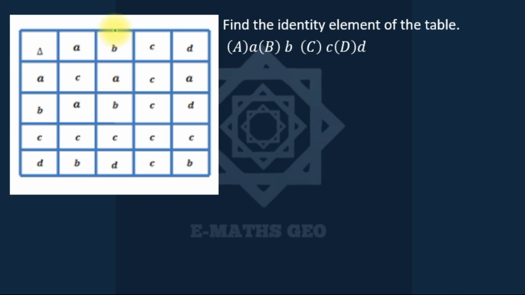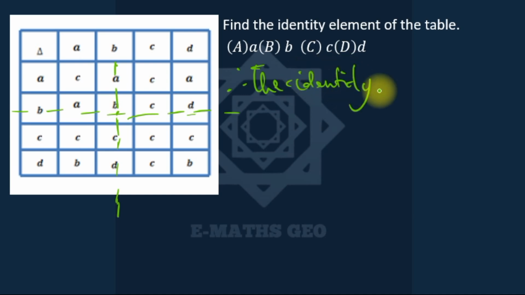So what do you notice? This is A, B, C, D. Are you seeing it? So we have gotten the column. Now let's look for the row that has A, B, C, D. If you notice, this has A, B, C, D. So what's the point of intersection? It is B. Therefore, the identity element is B from the table.